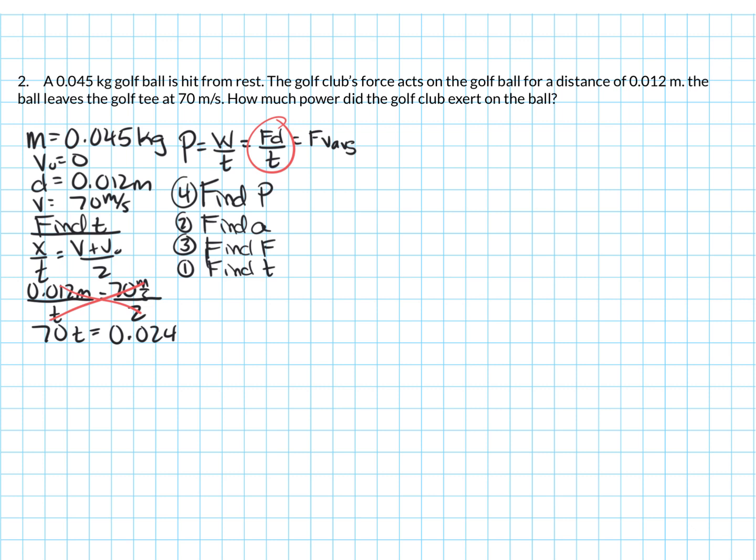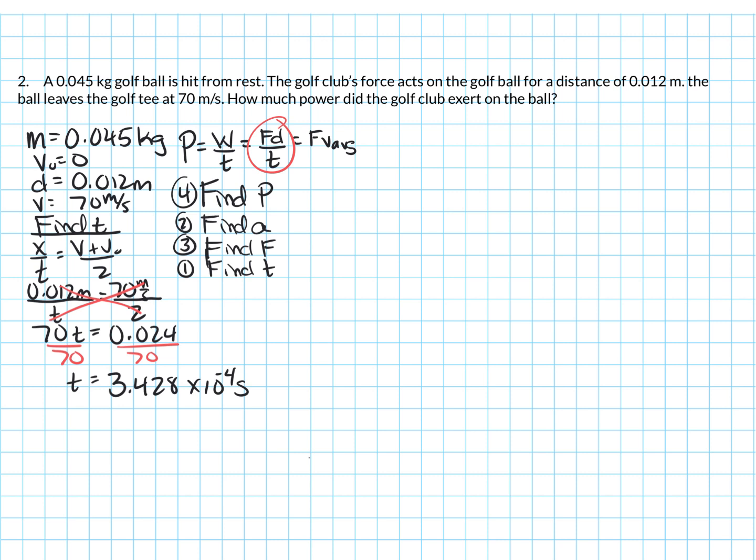And then to get T all by itself, I'm going to divide both sides by 70. Since it's 70 times T, I've got to divide by 70 to get T all by itself. That'll leave me T on the left, and on the right it's going to give me 3.42857 times 10 to the negative 4 seconds. All right, so that's the time, a really small number.